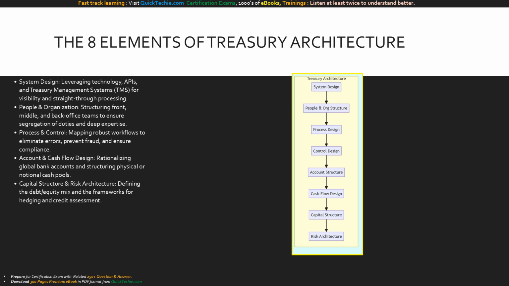Moving to the second tier, our operational controls allow us to safely build our account structure, deciding where and how we hold our money globally. The account setup directly dictates our cash flow design, enabling us to pool money effectively. This pooled liquidity influences our capital structure, determining how much external debt we actually need to raise. Finally, the capital we hold feeds into our risk architecture, where we protect it all. This cascade effect shows why skipping even one design element can compromise your entire financial operation.